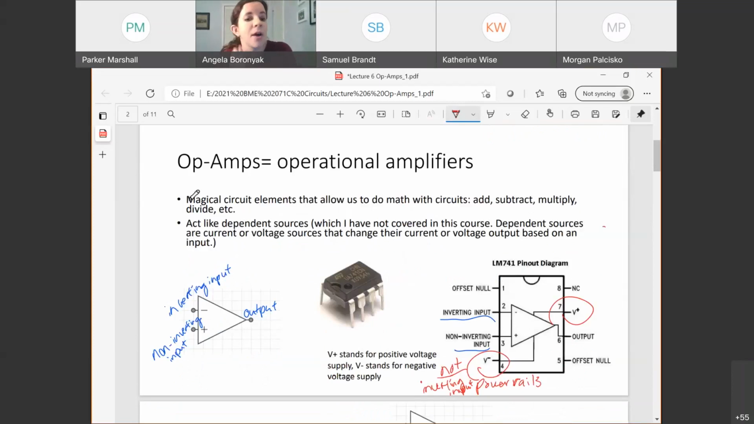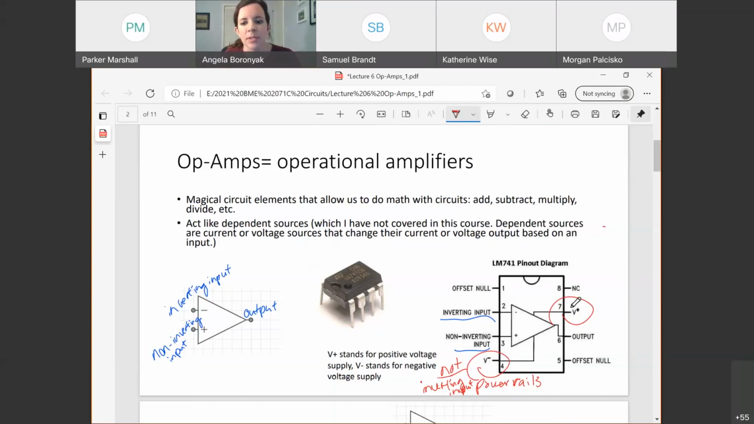Op amps, I say, are magical. They allow us to do math, but they don't allow us to do math in electronics without giving power to them. So just like your phone is very powerful, your laptop's very powerful, right? TVs, any electronics, none of those things are powerful unless you give them energy, right? A power source. You've got to plug in your laptop or at least charge its battery. Same thing with your phone. Our op amps will only work to do math if you give them power at these 2 points.